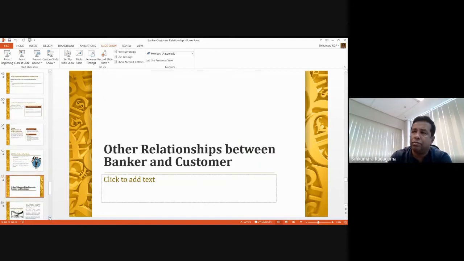Now, what I dealt with was the nature of the banker-customer relationship, the nature of the role of the banker and the customer, and the duties, rights and obligations stemming from this relationship. I told you that, as much as this relationship can be explained as a contractual relationship between a debtor and a creditor, there can be other explanations. I would like you to look at a few examples of other relationships between bank and customer.